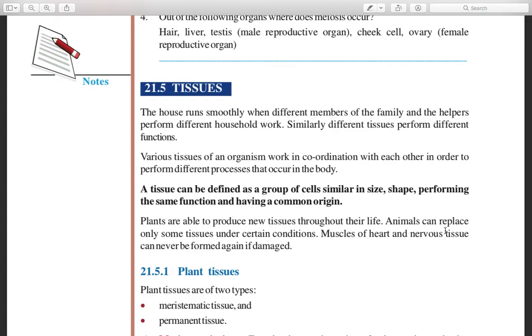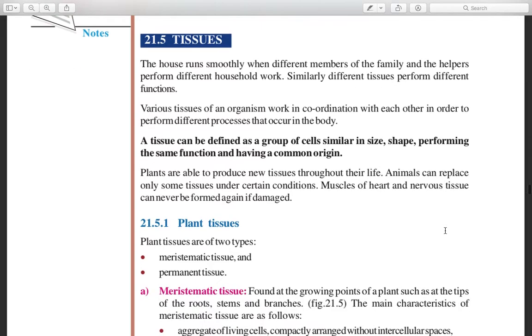For example, a house runs smoothly when different people perform different functions. Likewise, in our body also there are different kinds of tissues. They perform different functions. That you have to remember. And the main definition is this one: a tissue can be defined as a group of cells similar in size and shape, performing the same function, and having a common origin. If asked in the examination, you have to write this.